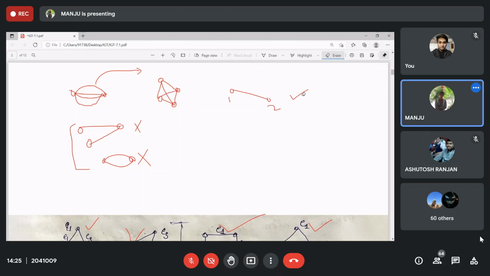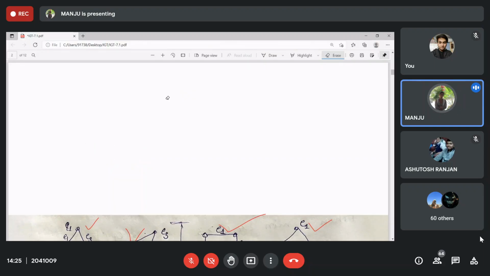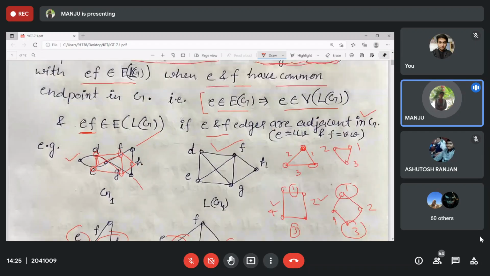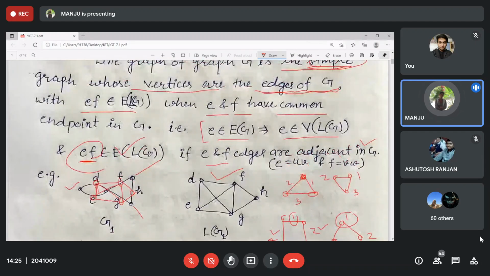Yes, ma'am. So by definition, it is a simple graph. Why? Whenever there is a common vertex, one common vertex, two common vertices, maximum it can have two common vertices, right? These are adjacent. There is just one edge. Okay, E and F will be adjacent in L of G whenever they have a common vertex, a common endpoint. Whether it is one common point or both common points doesn't matter. There will be a single edge. Clear? Yes, ma'am.